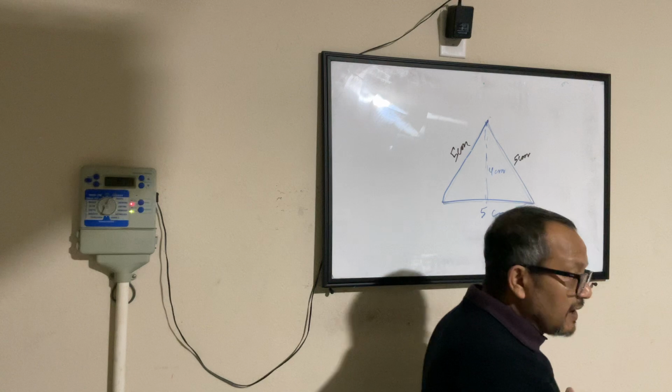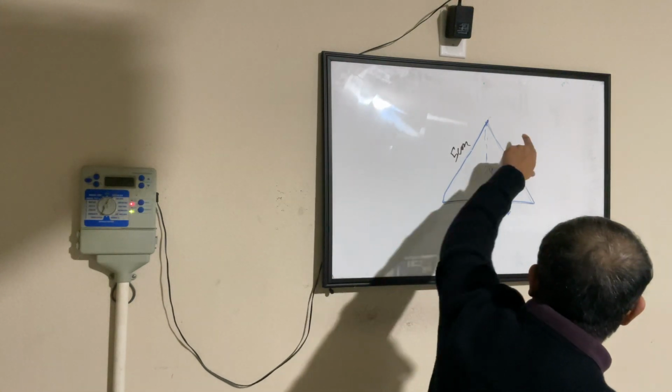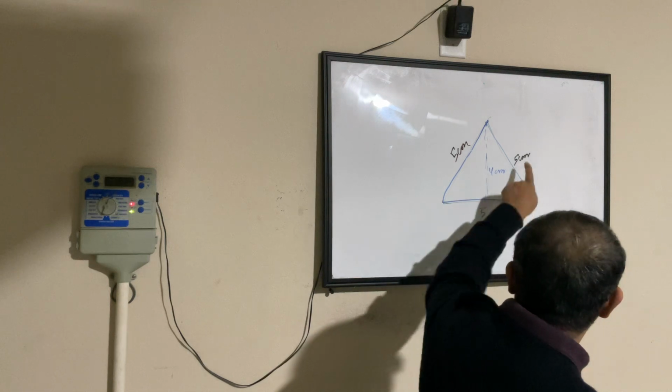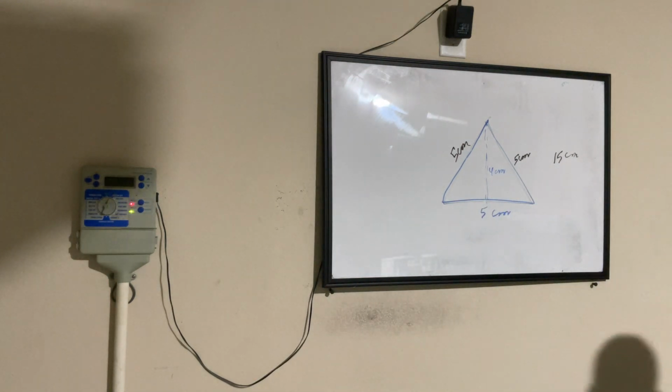So if I have to find out the perimeter, that means this side plus this side plus this side. So 5 plus 5 plus 5 gives me 15 centimeter. Done.